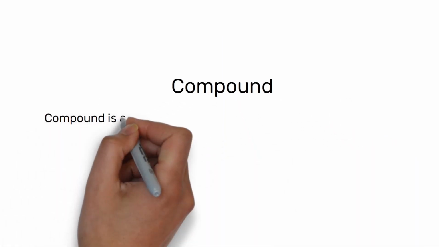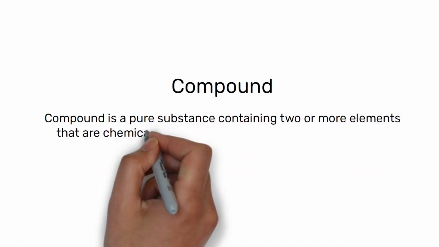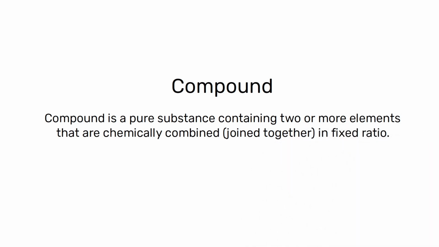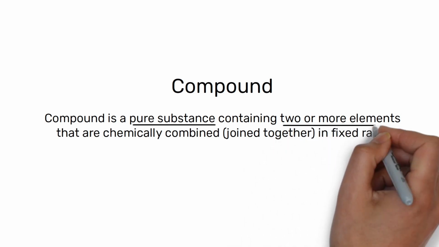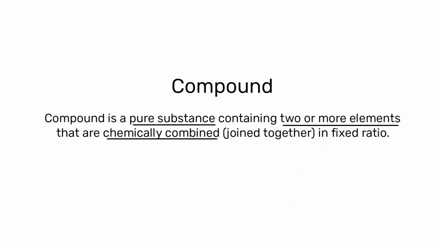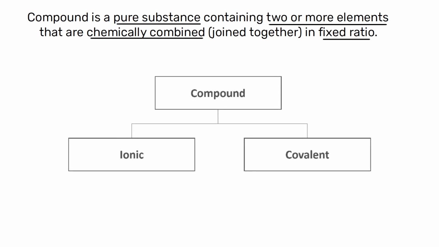So for compound, it is a pure substance containing 2 or more elements that are chemically combined or joined together in fixed ratio. So it's a pure substance, 2 or more elements chemically combined in fixed ratio. For compound, there are 2 types. One is ionic, second is covalent.